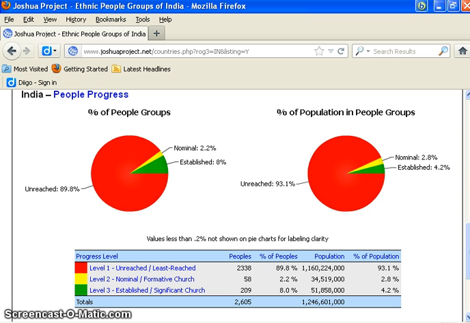Well, that's just been an overview. We'll, throughout this course now, begin to look at strategies of contextualized church planting among these peoples, and we'll be concentrating particularly upon the unreached peoples of the world.